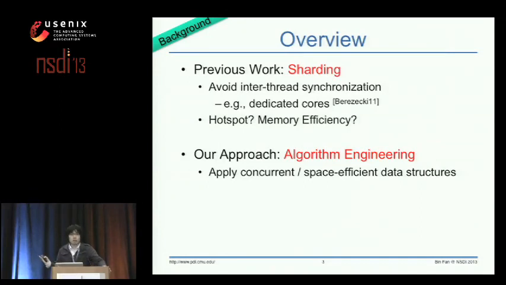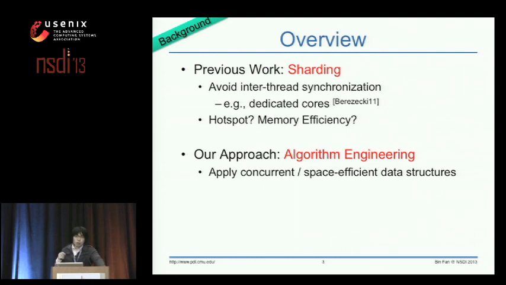In this space, there is some existing work, of course. A common practice of this work is to use sharding to improve performance. By sharding, I mean partitioning the data across different nodes or different cores. In this way, we can eliminate the inter-thread synchronization problem and get better performance. This is good if the workload is uniformly distributed. However, under skewed workloads, the heavy hitters may create hotspots. Also, memory efficiency is not really addressed in this kind of work.